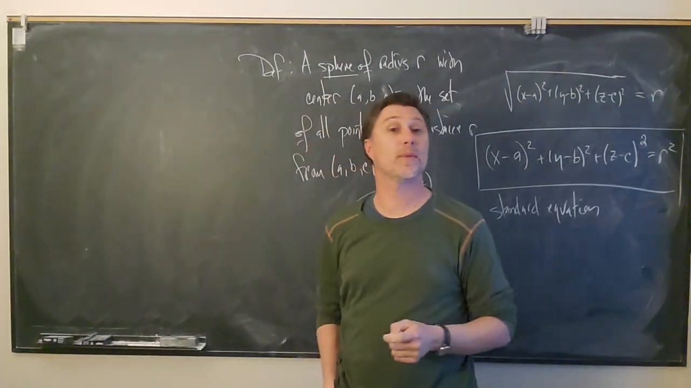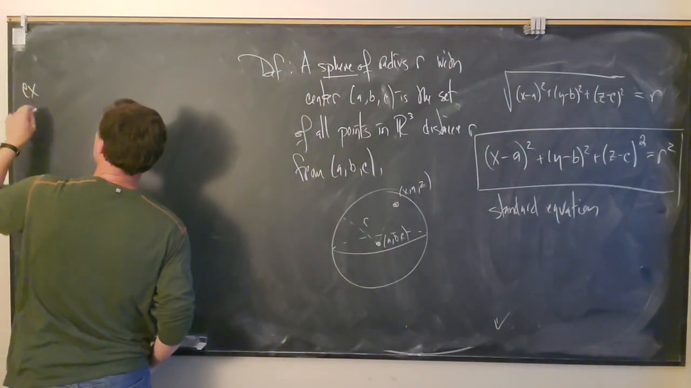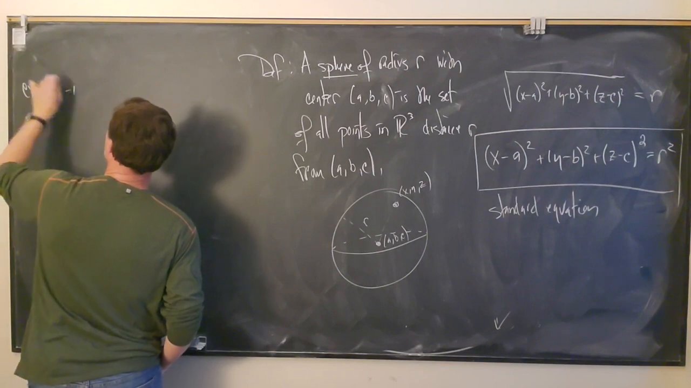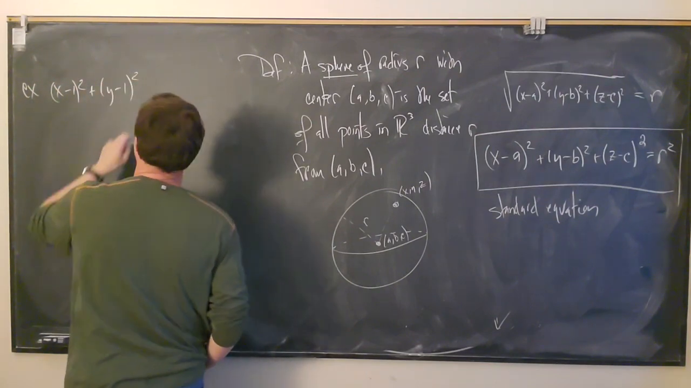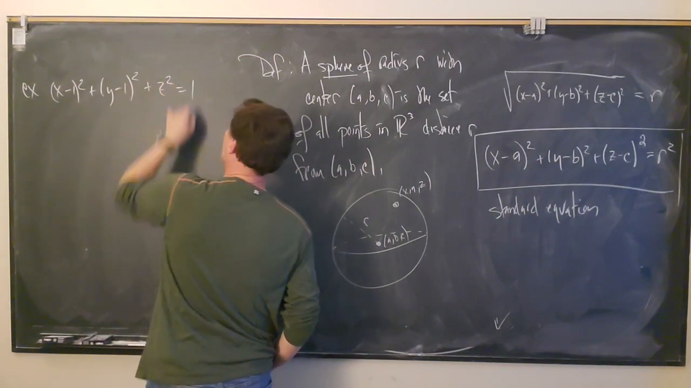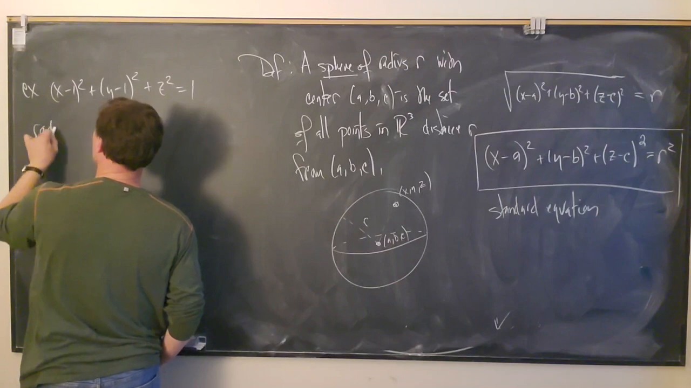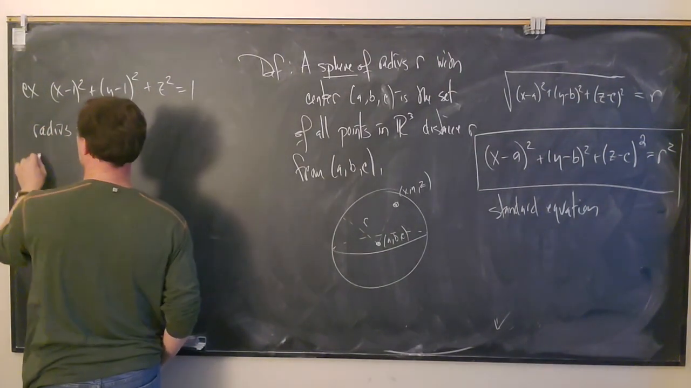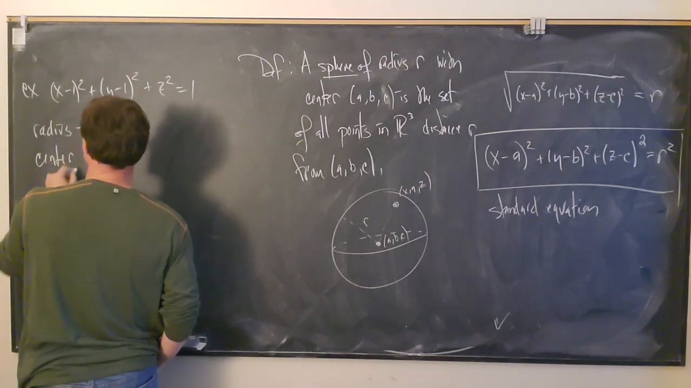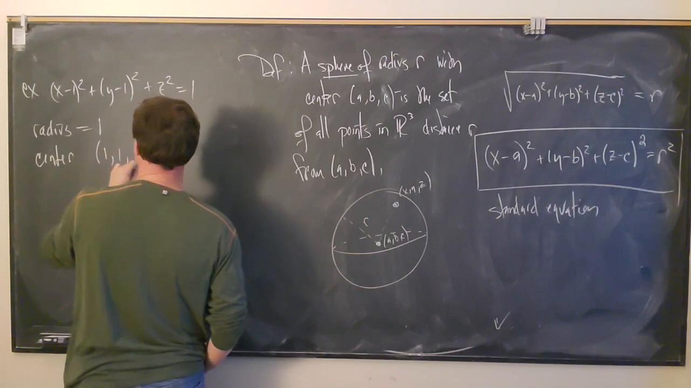Okay, so now let's try some examples involving the equation of a sphere. So the first one, let's look at this one. (x minus 1) squared plus (y minus 1) squared plus z squared equals 1. What we have here is, so the radius is 1, and the center, right, we can just read this off. This is going to be a center of (1, 1, 0).